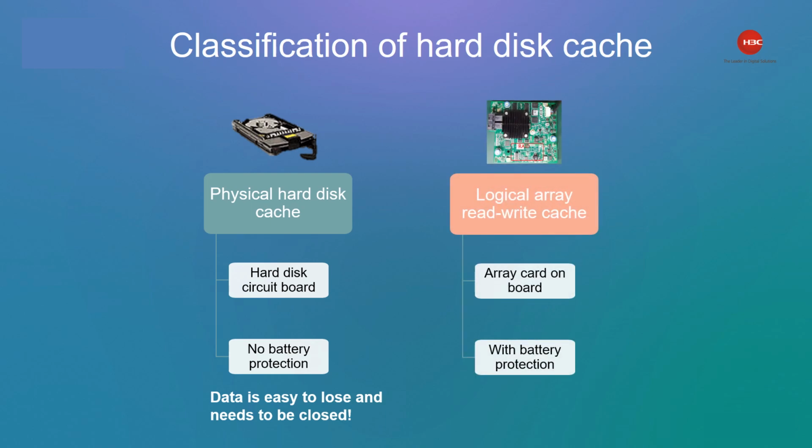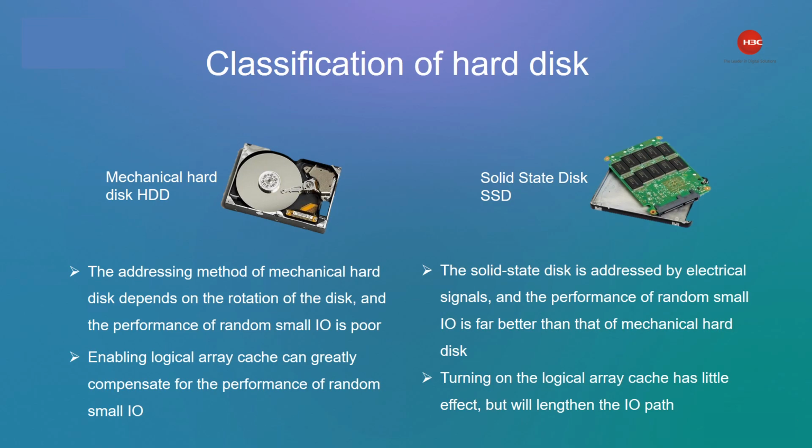Another type of hard disk cache is the read-write cache of the logical array. This kind of cache is actually a cache module on the array card, and a battery or supercapacitor is usually configured to protect the cache. In this way, even if the server is powered off, the battery power supply can ensure that the data in the cache will not be lost for a period of time. Therefore, we usually enable the read and write cache of the logical array to improve the performance of hard disk read and write. For different types of hard disk, the cache settings are also different.